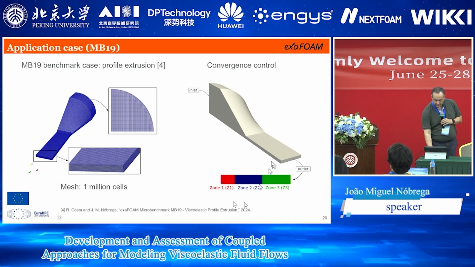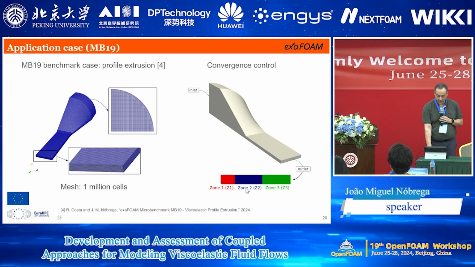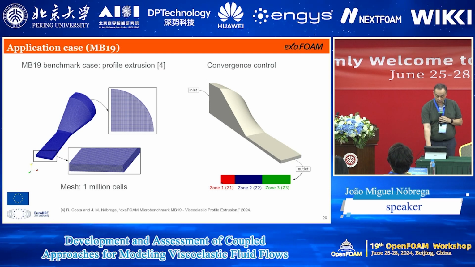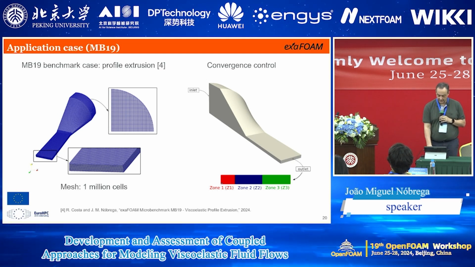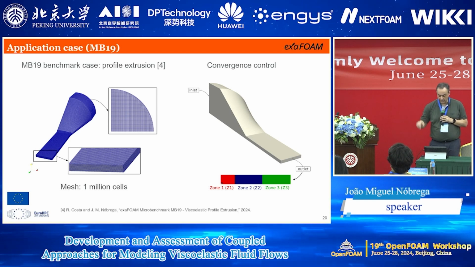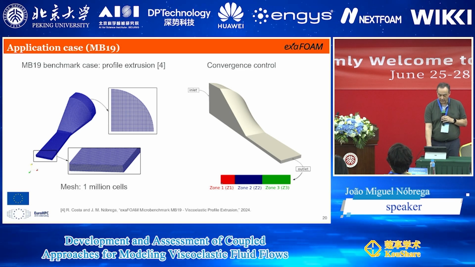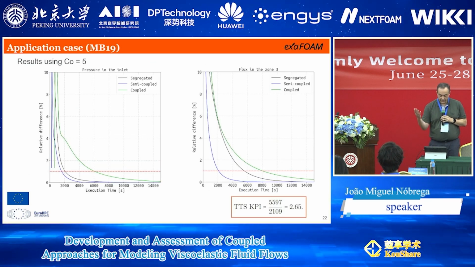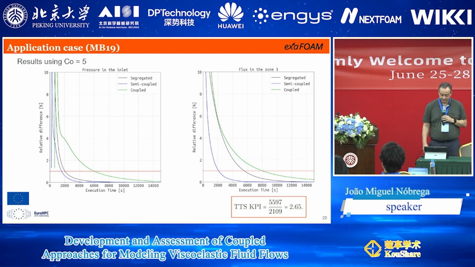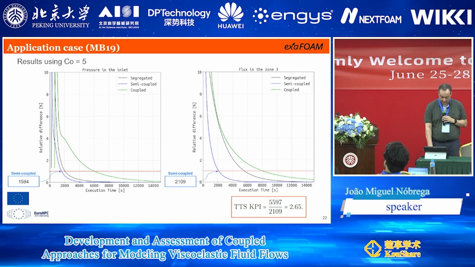We divided the outlet cross-section into 3 regions and calculated the flow in those regions, and when it reached a steady value, we considered the problem converged. And the results are seen here. In this case, we're able to perform calculations up to Courant 5.